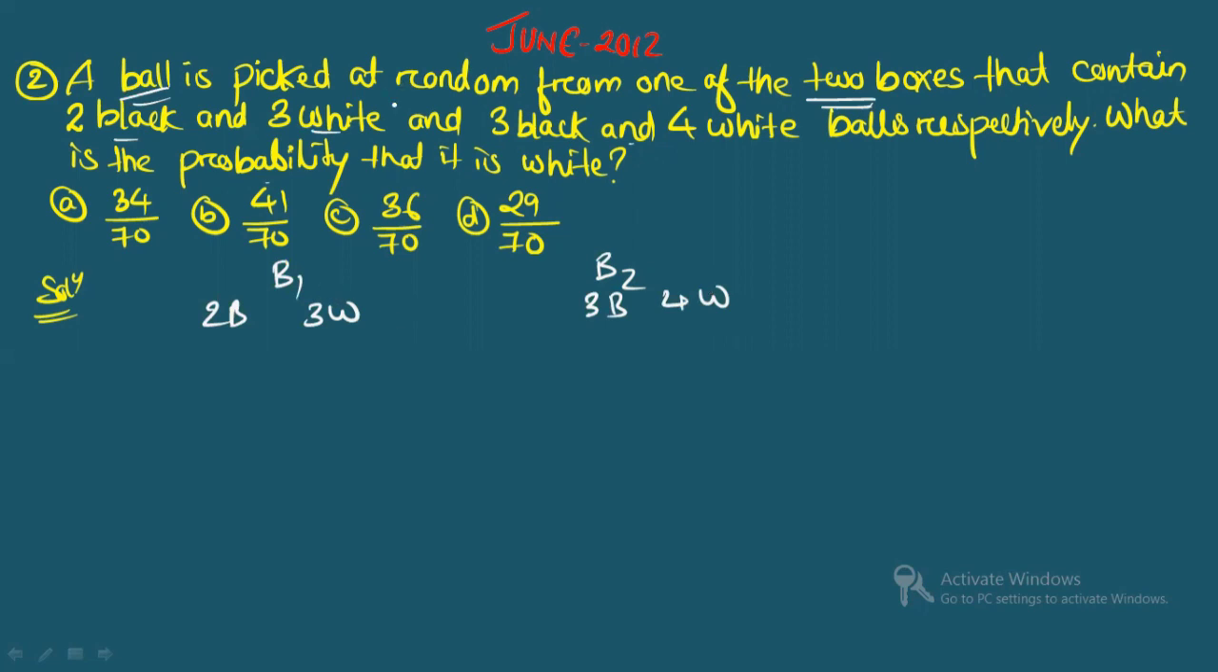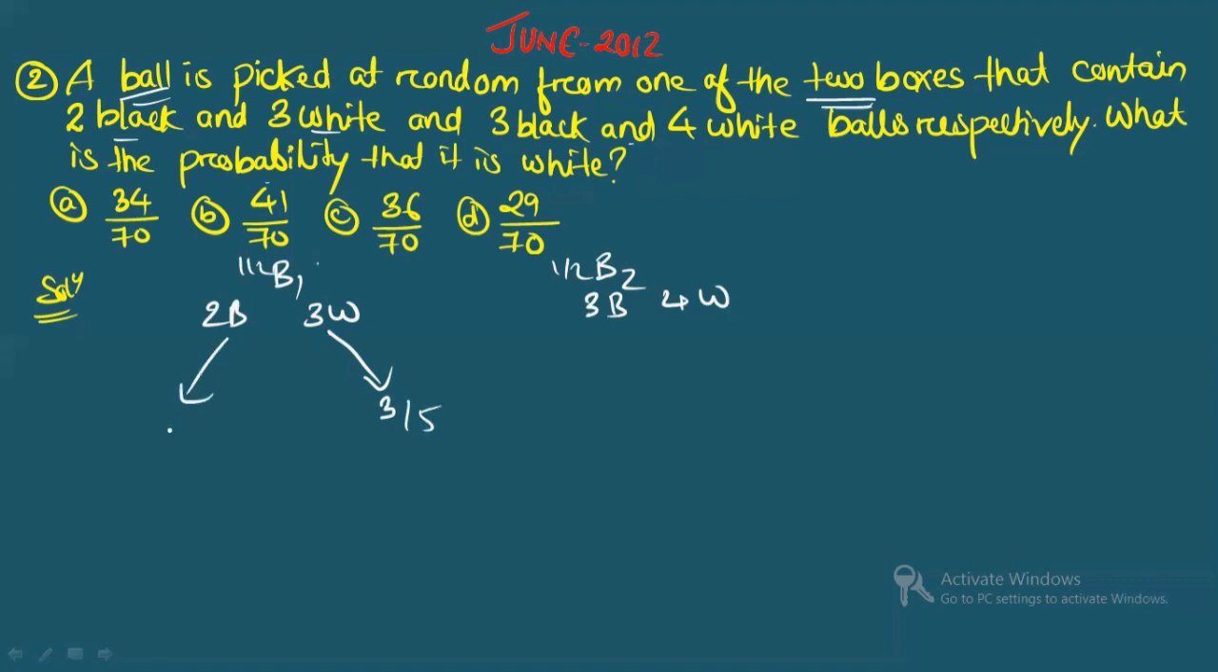Now the ball is picked randomly, so the probability will be 1 by 2 for both the boxes. You are asked to find the probability that the ball is white. For box 1, the total is 5 and there are 3 white balls, so the probability of white is 3 by 5.